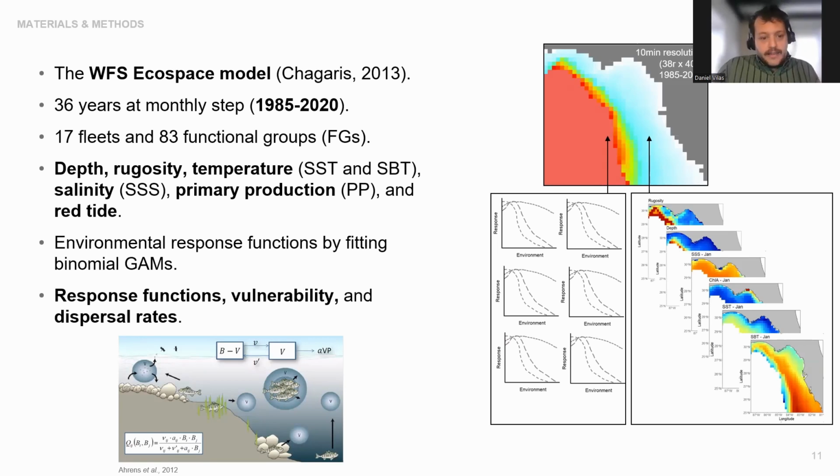And the main components of that model that were used to tweak and tune the model were the response functions, that are the response of each individual in terms of fitness to an environmental variable, the vulnerability, that is the rate of exchange of a prey from vulnerable state to invulnerable state, and the dispersal rates, that is the ability of those species to move around that base map.